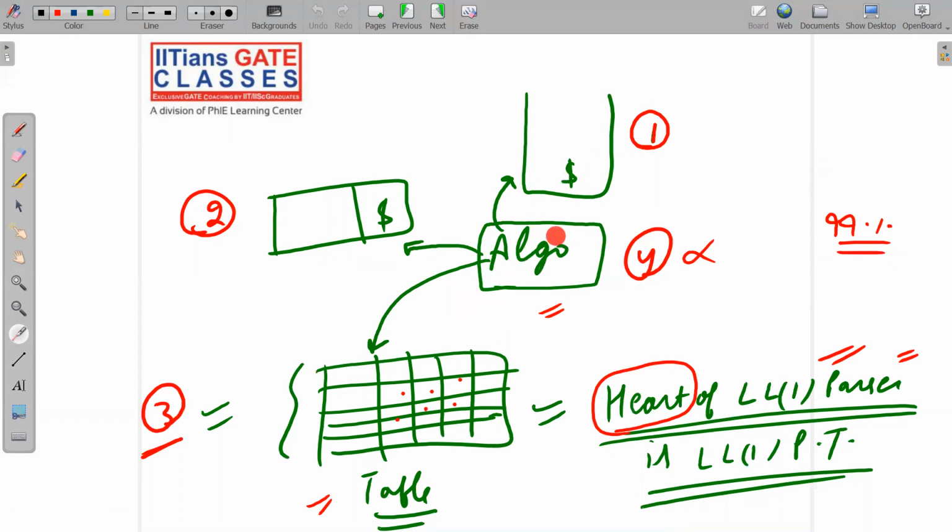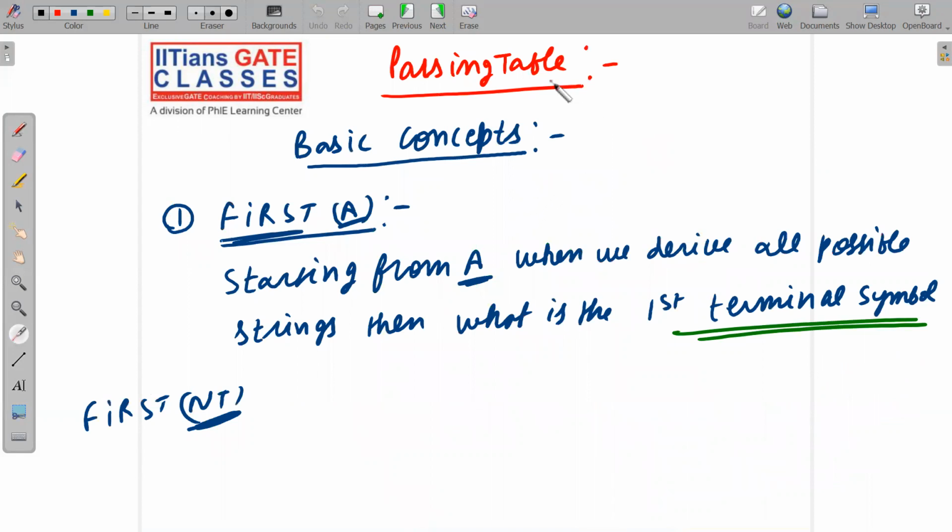And you may think that algorithm is the heart of your LL1 parser, but actually algorithm is not the heart. Table is the actual heart of LL1 parser, because the main effort is in designing the table. So we need to study how this table is designed, and for that we have to study a few basic things. These were first and follow. Parsing table I started in the previous class itself, and we are studying some basic concepts. First and follow are the two basic concepts which we have to study.